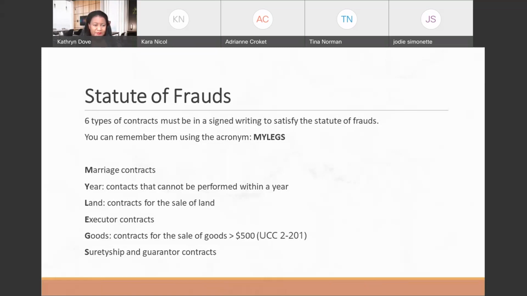There is an acronym that you need to know. Adrian, what is the acronym that we use to remember the types of contracts that must be in writing? My legs. Very good, my legs. M is contracts for marriage.